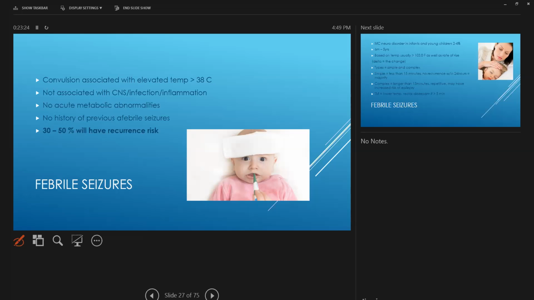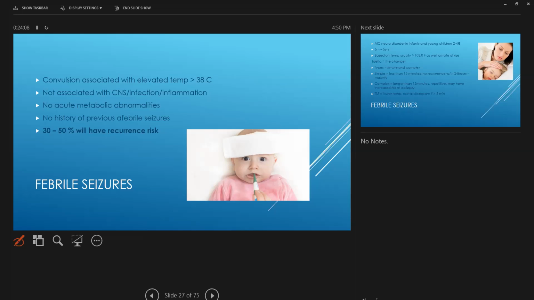Moving on to febrile seizures. So a febrile seizure is defined by exclusion. So it cannot be associated with an infection. It cannot be associated with a metabolic abnormality, and it cannot be associated with previous afebrile seizures. So when you say infection, it's not associated with a known infection. A lot of times it can be triggered by a virus that causes the temperature to elevate quickly. However, it's not associated with a meningitis or a bacterial infection or inflammation of the meninges.